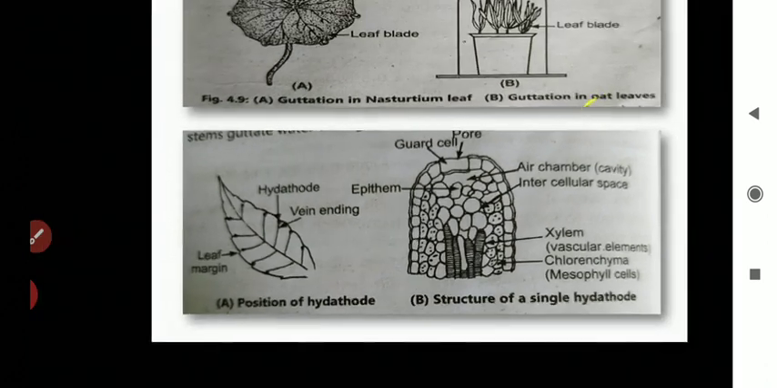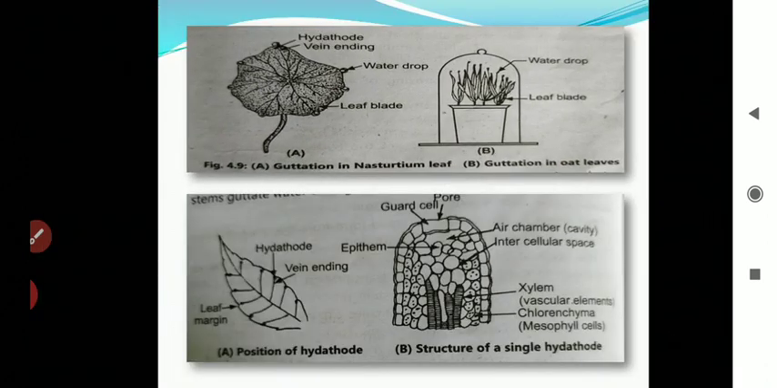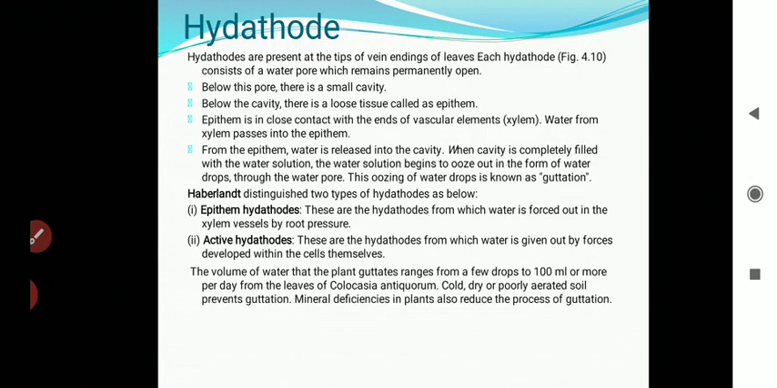The volume of water that the plant guttates ranges from a few drops to 100 ml or more per day from the leaves of Colocasia. Cold, dry and poorly aerated soil prevents guttation. Mineral deficiencies in the plant also reduce the process of guttation. So this is all about guttation and hydathodes.